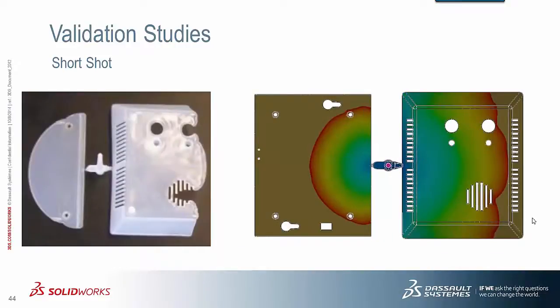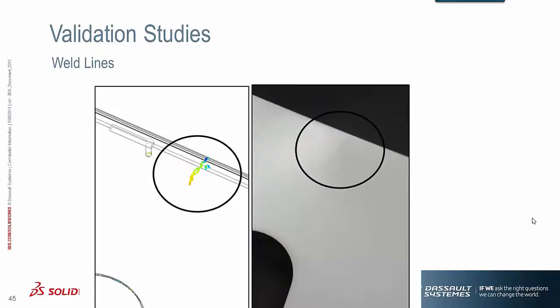Then here's some more complicated geometry and seeing how things fill up in this family mold. Pretty neat indications. Also, looking at where the weld lines exist becomes more obvious, right? So if you're able to notice the change in color right here, SOLIDWORKS nailed it.